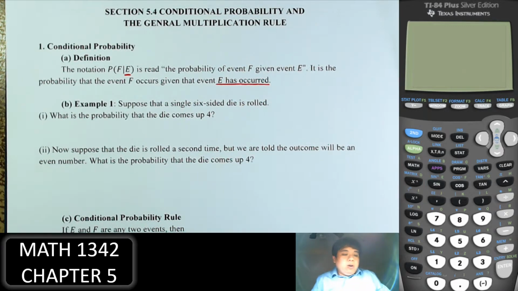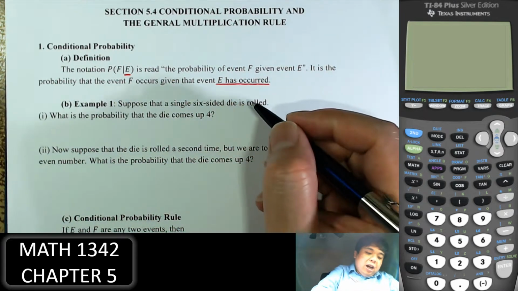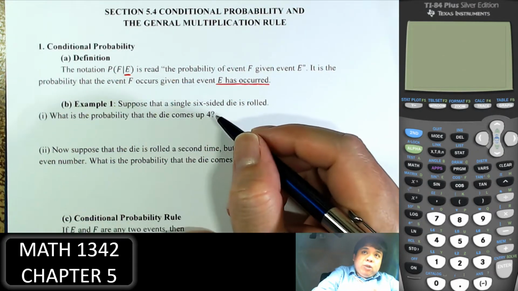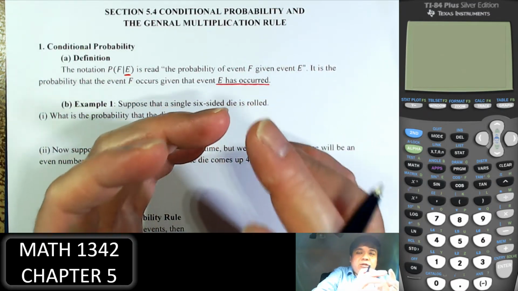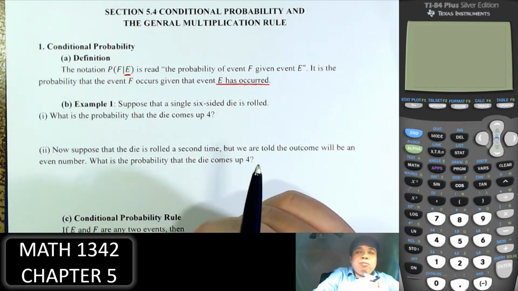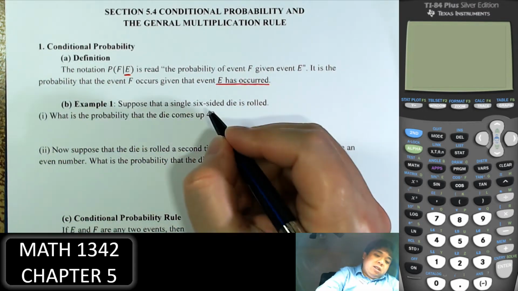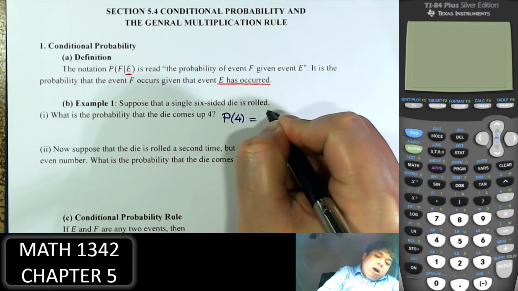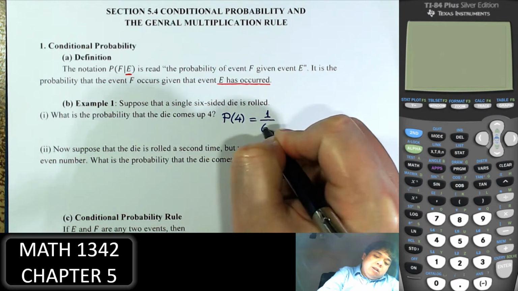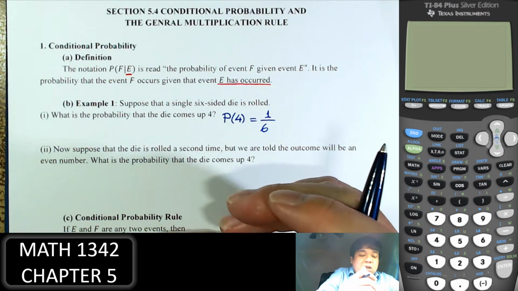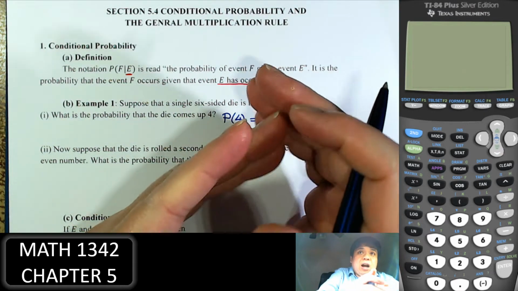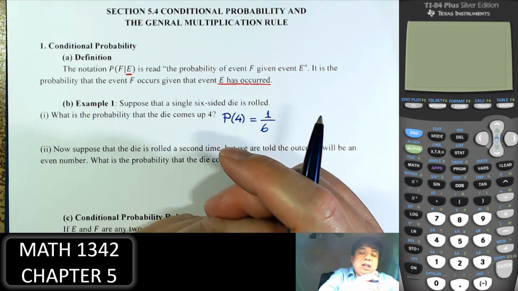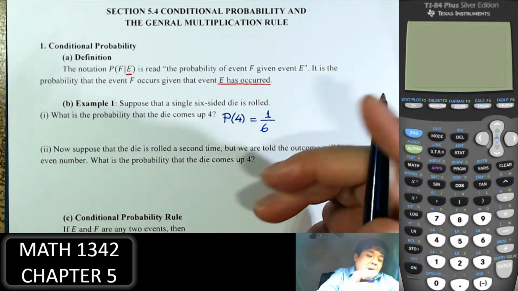Suppose a single 6-sided die is rolled. Suppose that it is a fair die. The probability that it comes out 4. A standard fair die has 6 faces from 1 to 6, and we get 4, which is 1 out of 6. So the probability of getting 4 is 1 out of 6, because a die has 6 faces, and if it's a fair die, the probability it lands on each face will be equally likely, and so we have 1 over 6.